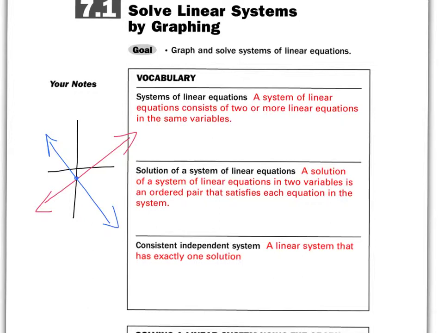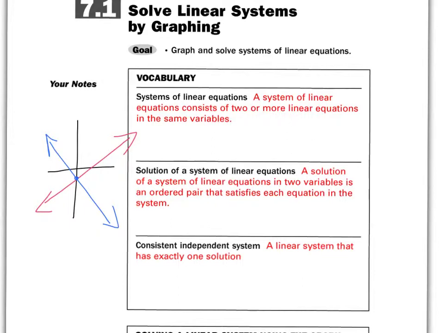We have three vocabulary words for this section. And the first one is systems of linear equations. That is, a system of linear equations consists of two or more linear equations in the same variables. So if we have x's and y's in one equation and we're trying to solve a system, the other equation needs to have x's and y's. Second, we have solution of a system of linear equations. The solution is an ordered pair that satisfies each equation in the system. And that's what we'll be looking for as our answer, is that ordered pair.